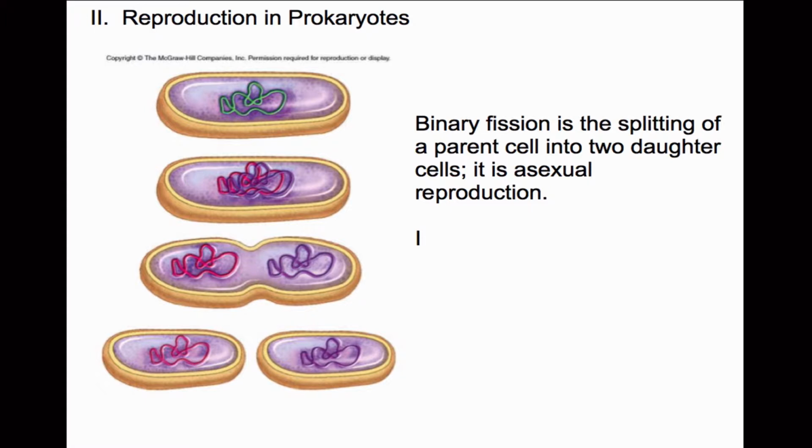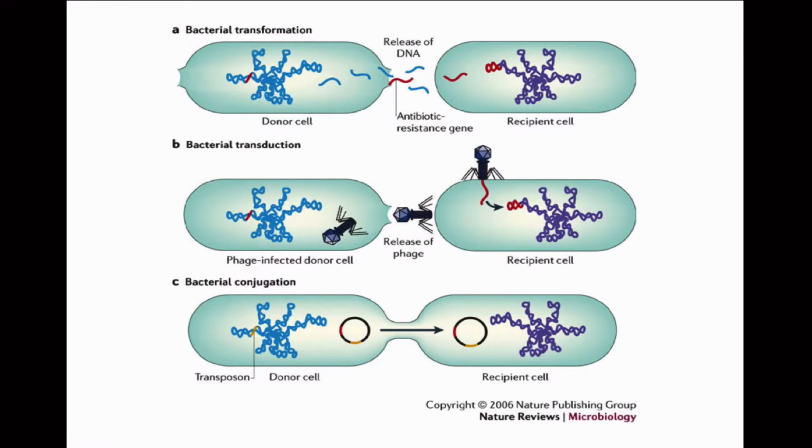Alright, so reproduction in prokaryotes is a little bit different than reproduction in eukaryote cells. So bacteria reproduce by binary fission. So that really is just the splitting of the cell into two daughter cells. And it's asexual reproduction. So those two daughter cells are going to be exactly alike. But there's some other methods of reproduction in bacteria.